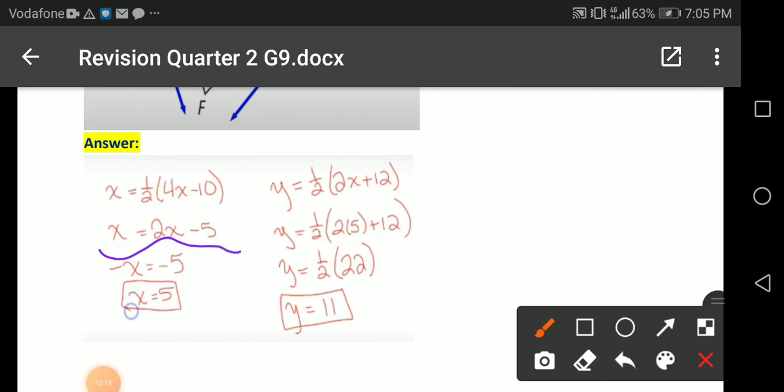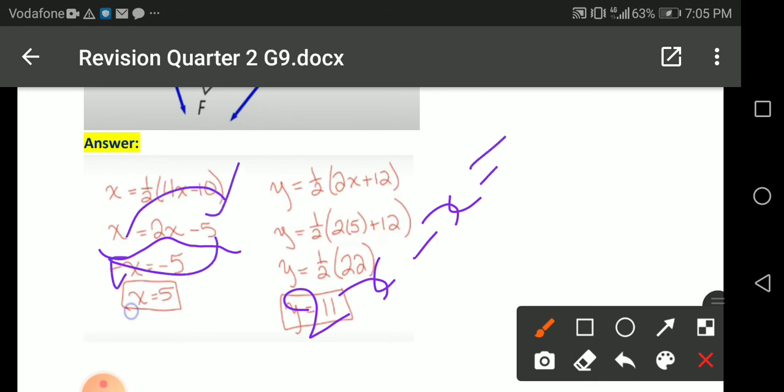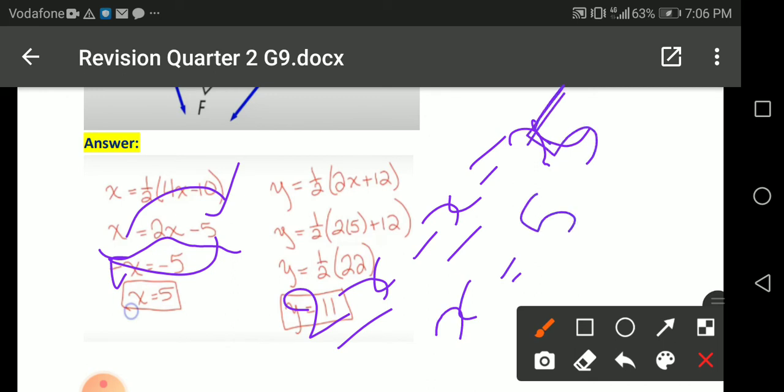If I have 2x minus x equals 5, then 2x minus x gives me just 1x, so I have this 5. So x equals 5.